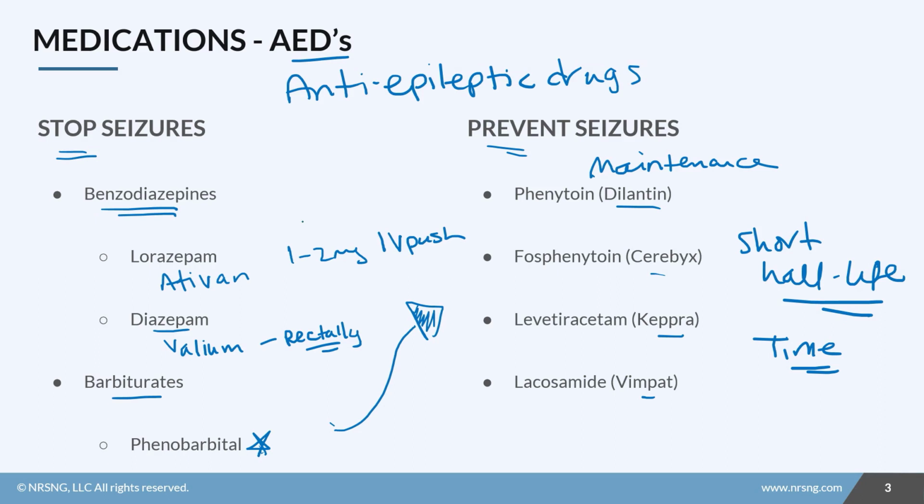The only other thing to note is that Dilantin actually has a very narrow therapeutic window. So we're actually going to be assessing therapeutic levels with Dilantin as well. But honestly, Dilantin is not given as commonly these days. Usually you're going to see Keppra, and you might see some fosphenytoin.